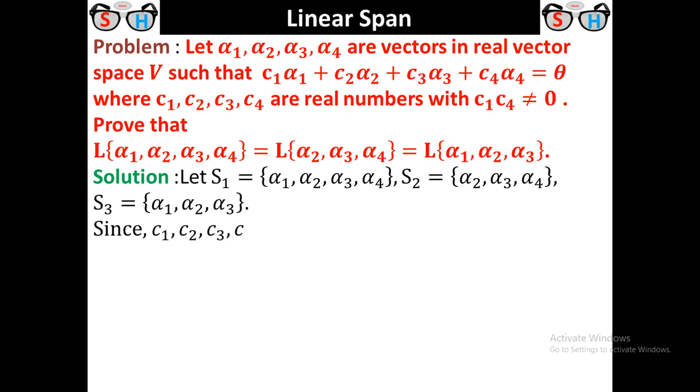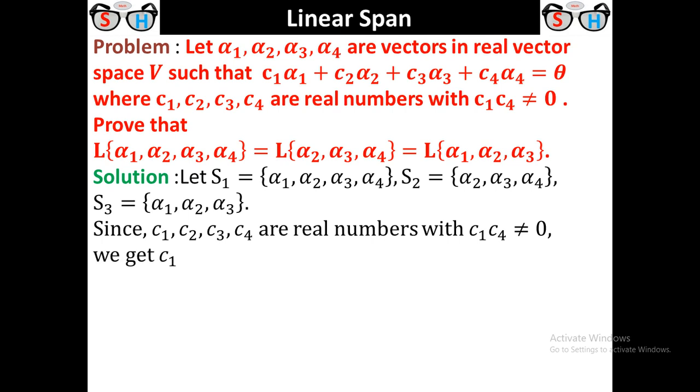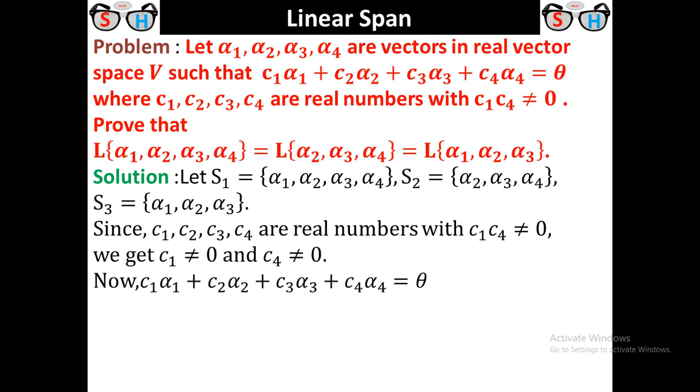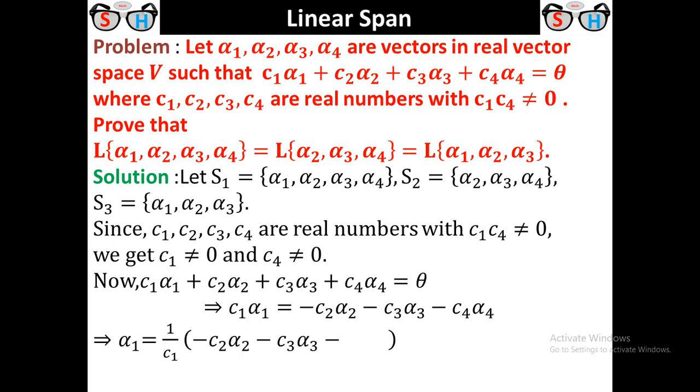Since C1, C2, C3, C4 are real numbers with C1 and C4 non-zero, the multiplication of C1 and C4 is non-zero, therefore we must have C1 non-zero and C2 also non-zero. Now from the relation C1 alpha 1 plus C2 alpha 2 plus C3 alpha 3 plus C4 alpha 4, we get C1 alpha 1 equal to minus C2 alpha 2 minus C3 alpha 3 minus C4 alpha 4. I can divide by C1 on both sides because C1 is a non-zero real number.